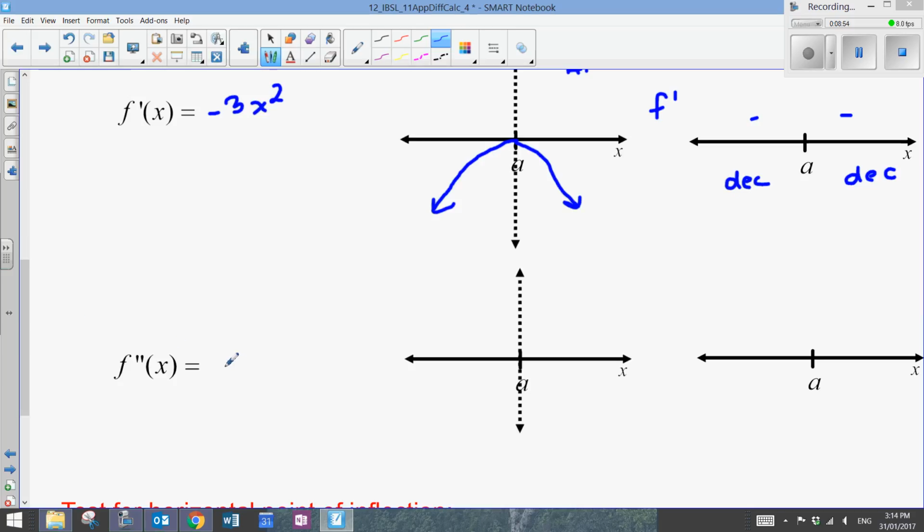If I take my second derivative, I just get -6x. So I get a very, very steep negative line.